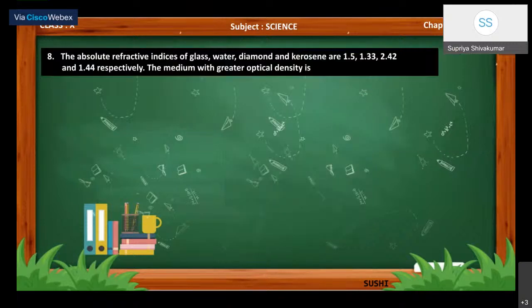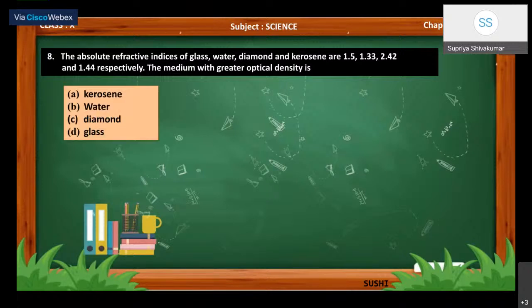Moving on, the eighth question. The absolute refractive index of glass, water, diamond and kerosene are 1.5, 1.33, 2.42 and 1.44 respectively. The medium with greater optical density. What is the answer? Refractive index of diamond. So the answer is option C.